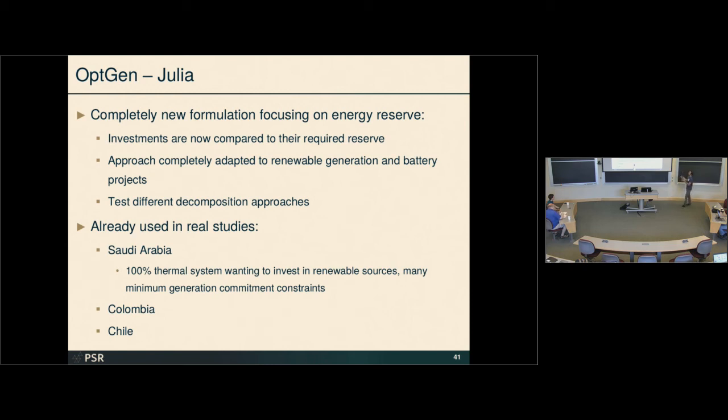We added new features because the model had to work and find good values for something we call reserves of power systems. We have already used this model in real studies in Saudi Arabia, Colombia, and Chile.